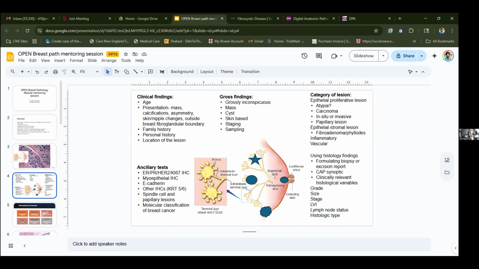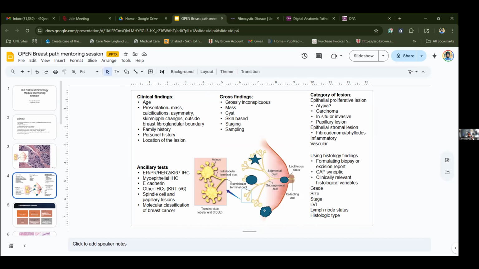Many times, especially if you're dealing with the proliferative lesions, the lesions are grossly inconspicuous. But most of the time, the lesions will come as a mass. Is it a cyst? Is it skin-based? And the gross finding might be important for the staging of the tumor. For example, if you have a pretty circumscribed lesion in the periphery of the breast, you're probably looking at a fibroadenoma in a young patient. If it's stellate shaped, you're probably looking at a cancer.